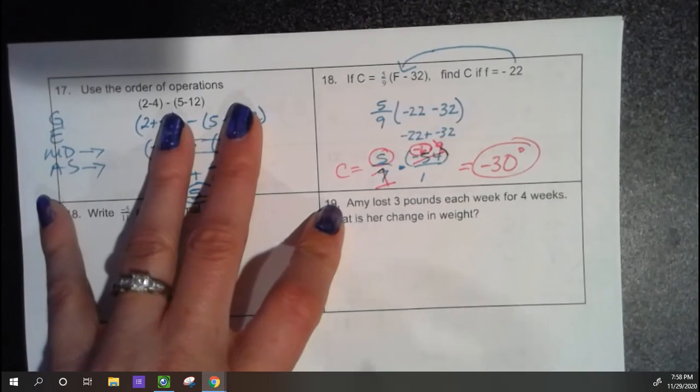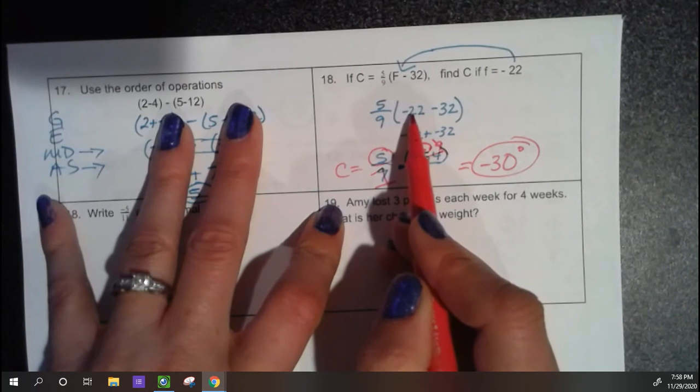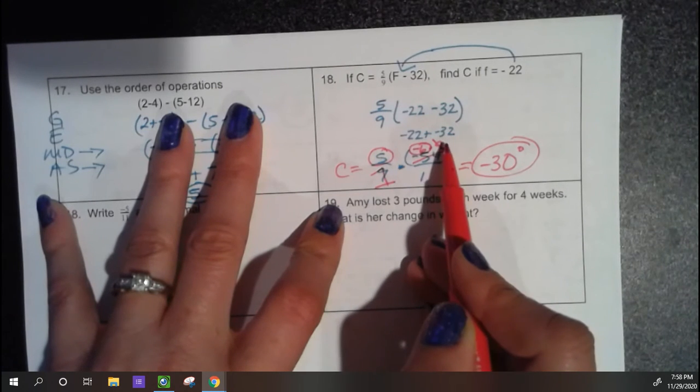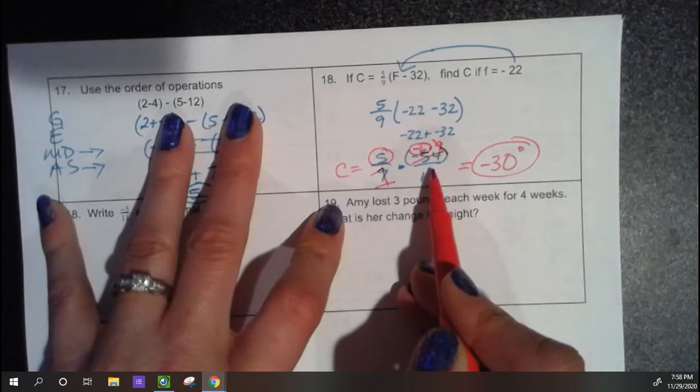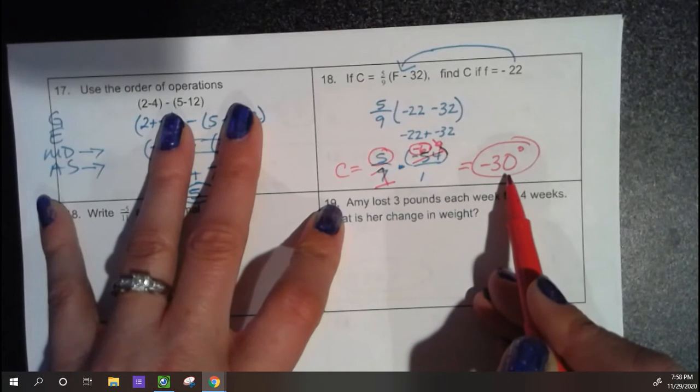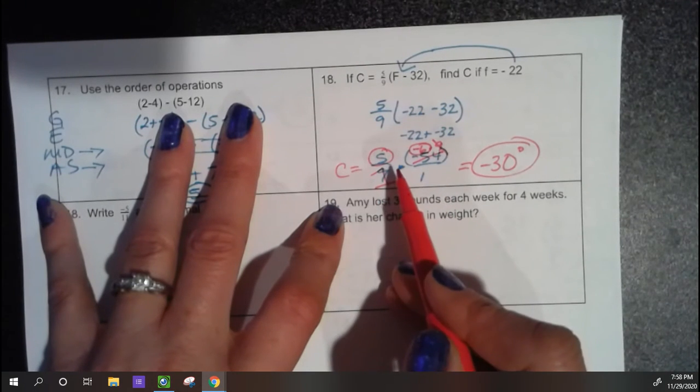That's a hard one. So what I did is I plugged the number in. I rewrote it as addition. I got my answer, and I could have multiplied straight across, but I chose to do some cross canceling instead.